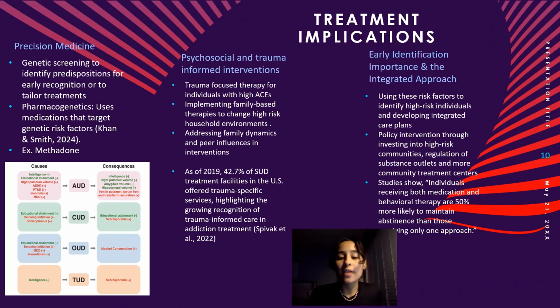Now, again, the whole purpose of this literature analysis was to find the best treatment implications according to the research. And out of the research, we found three main treatment implications. The number one, precision medicine. This is using genetic screening to identify predisposition for early recognition or to tailor treatments of SUDs. So again, like that UK study showed, the use of pharmacogenetics, aka the use of medications that target genetic risk factors, can be a good treatment implication.